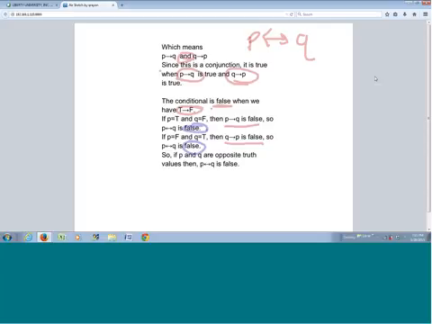So basically the bottom line here is that if P and Q are opposite truth values, you're going to end up with a situation of T arrow false. If they're opposite truth values, you're going to have this situation happen. So the biconditional is false.